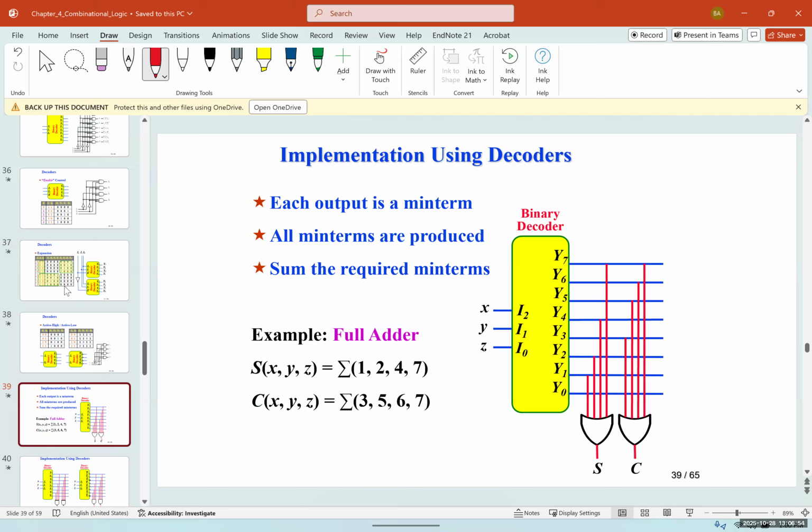All minterms are produced, and the sum is the required minterm. For this example, S of X, Y, Z is going to be the summation of 1, 2, 4, 7. And the carry C of X, Y, Z is going to be the summation of 3, 5, 6, and 7.